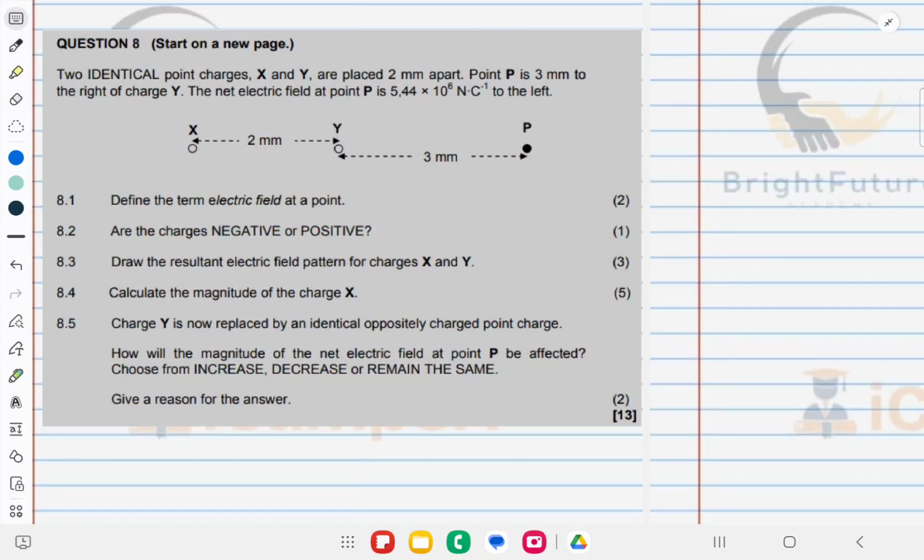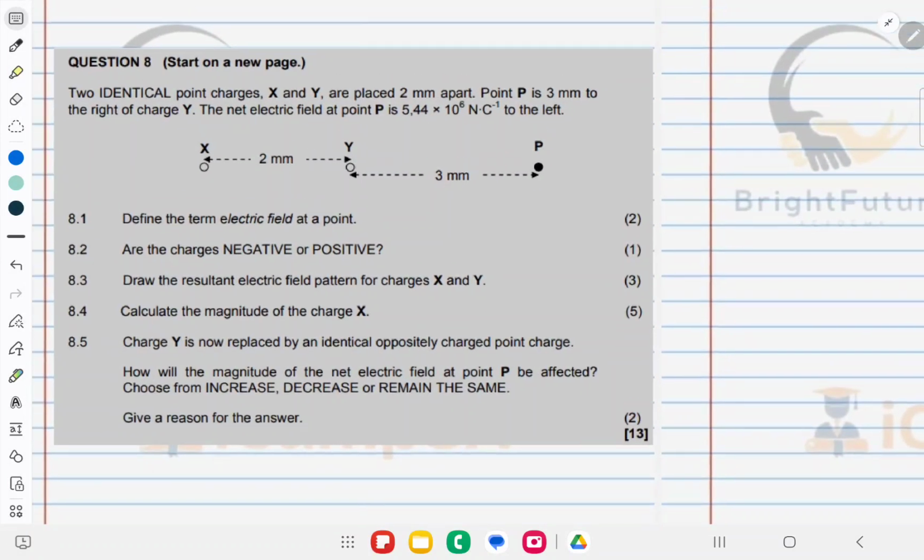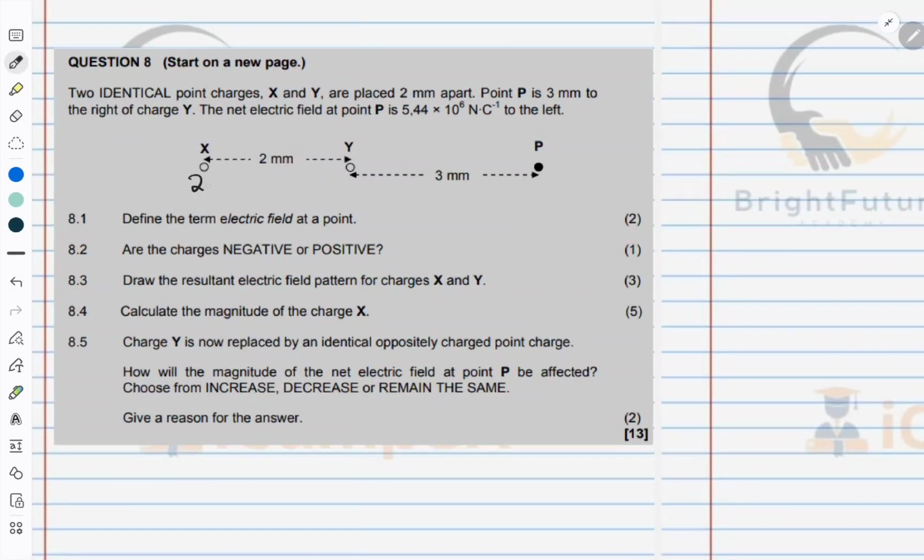Okay, let's start there. If we are told that they are identical charges, it means if charge X is 2 coulombs, charge Y also has to be 2 coulombs, right? If charge X is positive, for instance, charge Y also has to be positive. So that's what identical means. Basically, everything is the same between these two charges, magnitude and the signs.